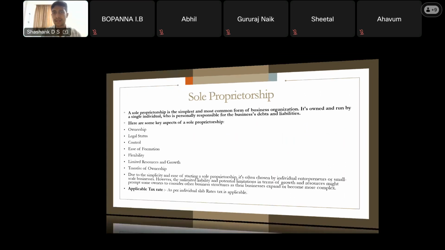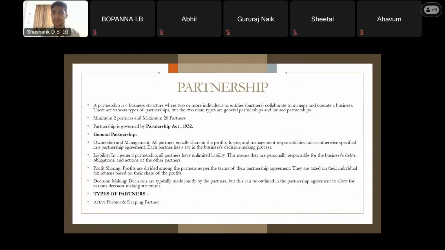Second is partnership. I see someone asking a question. I would take all the questions at the end. I would explain all the features and characteristics of all the various structures, and then I would prefer taking all the questions in the end.